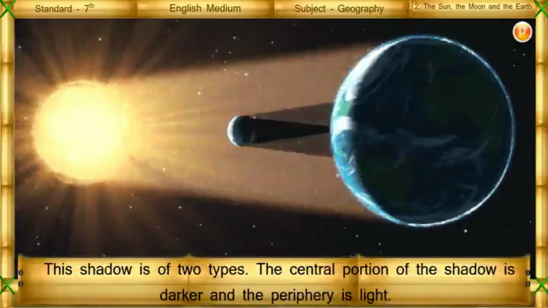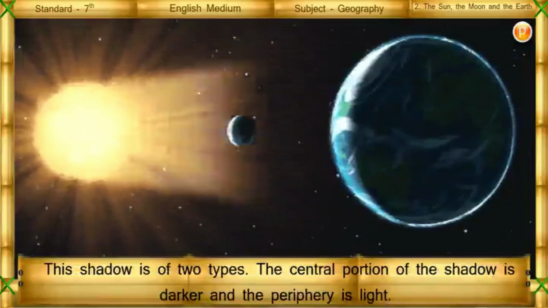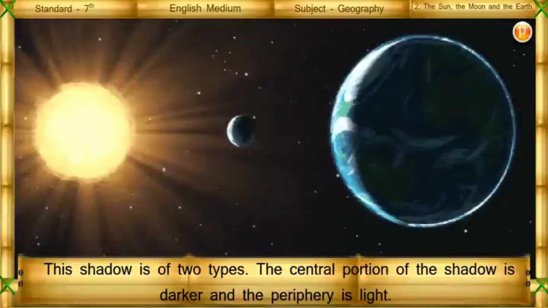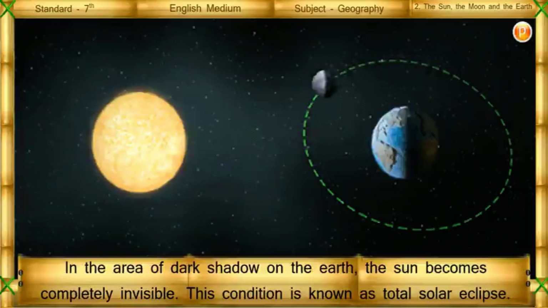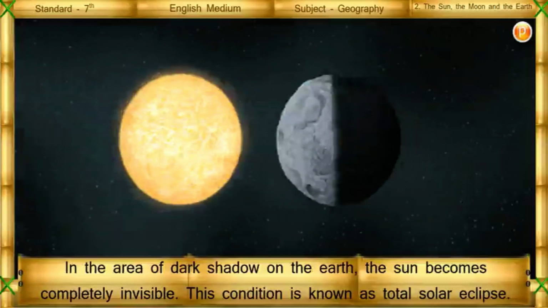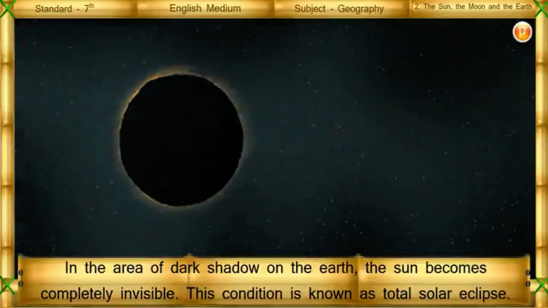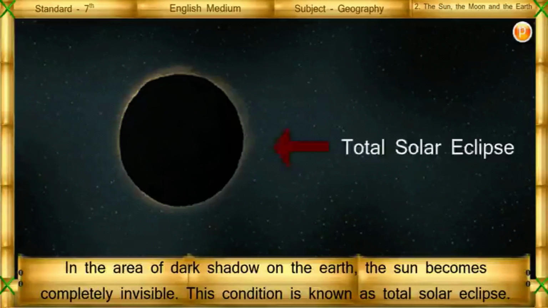This shadow is of two types. The central portion of the shadow is darker and the periphery is light. In the area of the dark shadow on the earth, the sun becomes completely invisible. This condition is known as total solar eclipse.